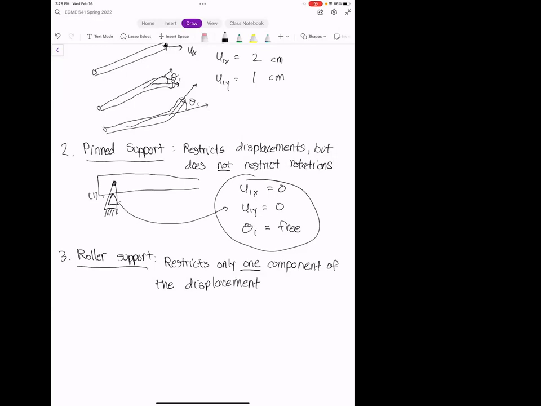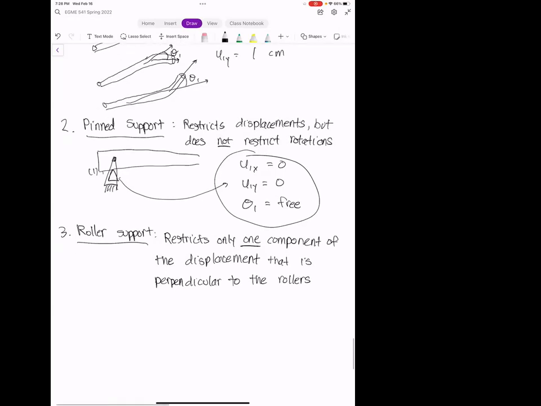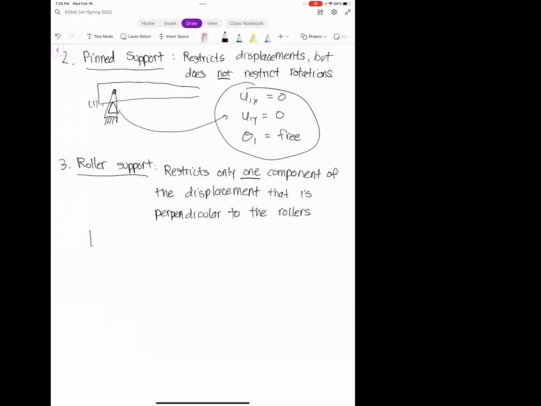Okay. And of course, that component of displacement that's going to restrict is in the direction perpendicular to the rollers. And so we've seen this before. And so we have a beam like this. I'll draw this one correctly. Oh, I'll draw it correctly, but then I made a mistake right away.